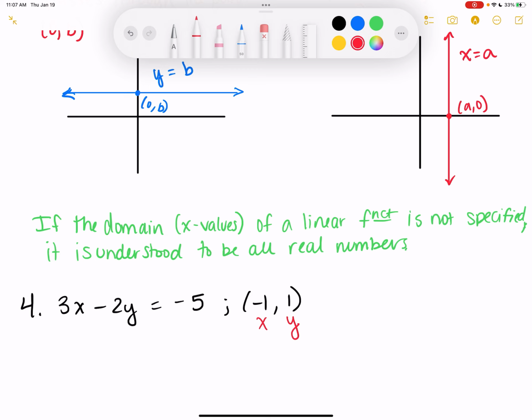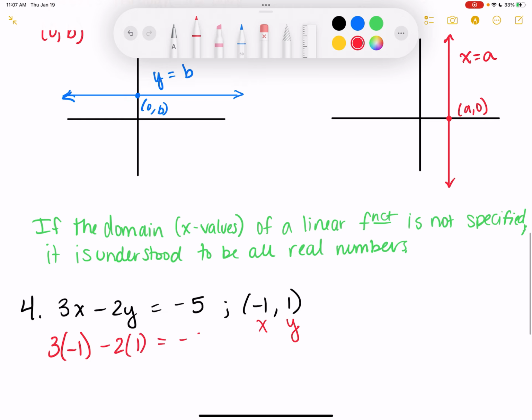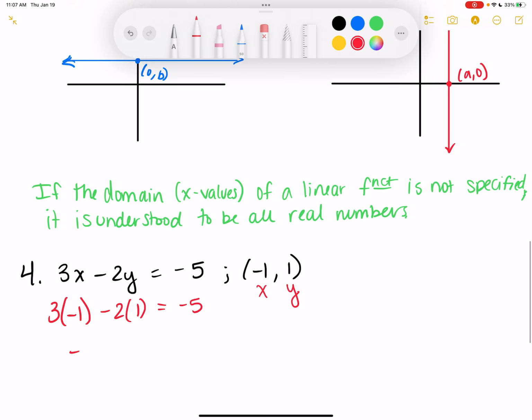So we would have 3 times -1 minus 2 times 1, and in theory it should be equal to -5, if it's a solution. So 3 times -1 is -3. -2 times 1 is -2. So that's -5 equals -5. I put a check mark to show that it's a solution, is what I usually do. And if it's not a solution, I'll usually just put an X. Your book will write solution or no solution.